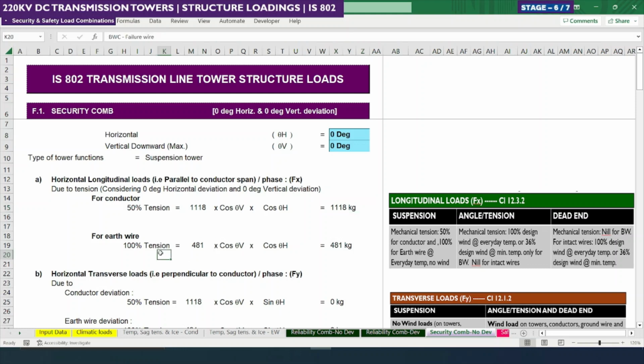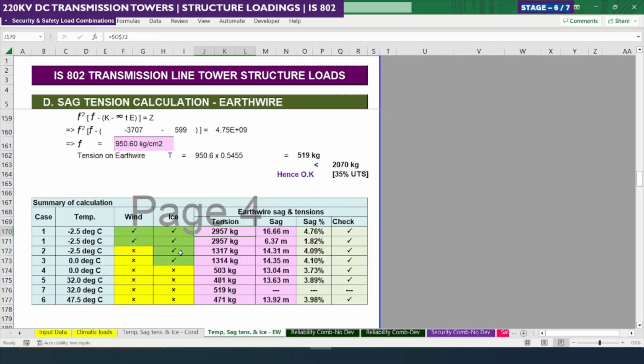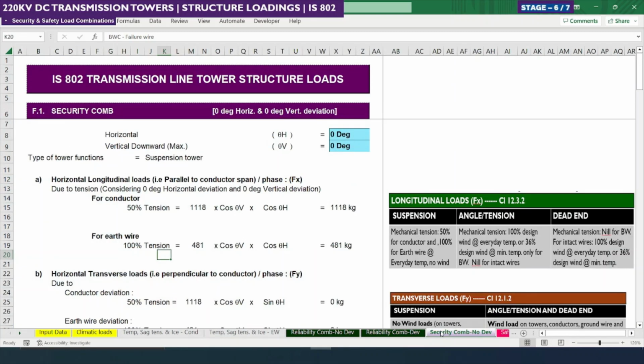So next one is for earth wire, we need to consider 100% of tension. So if we see the tension calculation for earth wire for everyday temperature 32 degrees Celsius with no wind, it is 481 kg. By multiplying cos 0 we are having the value 481.